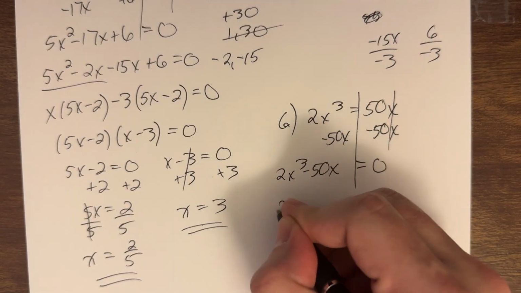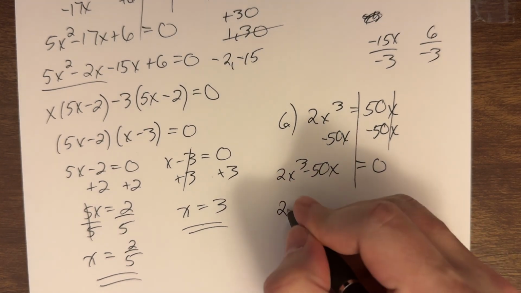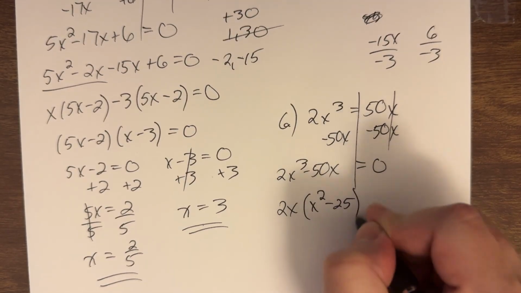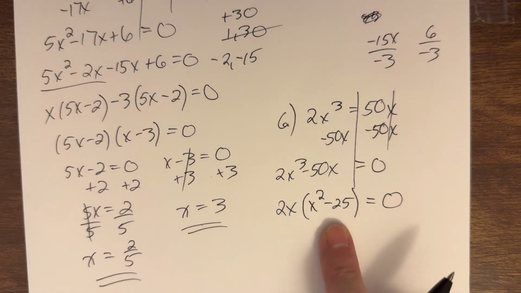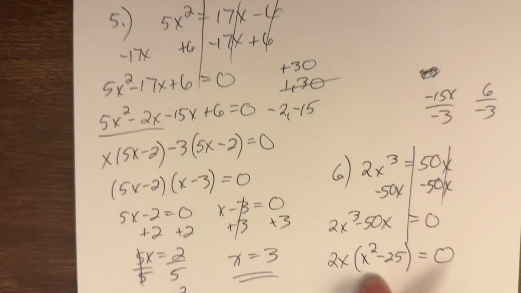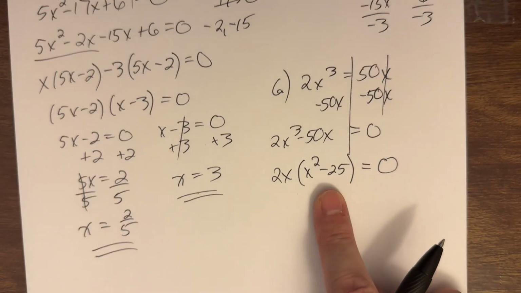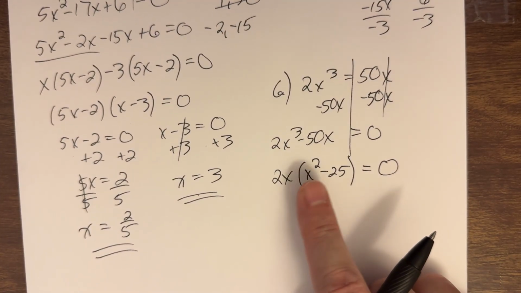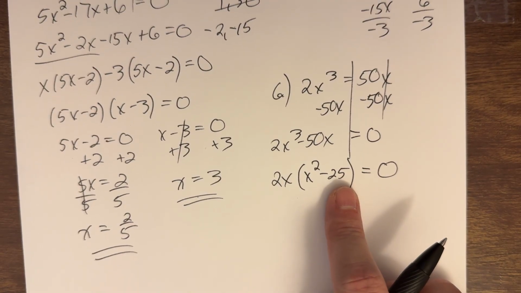2 and 50 share a common 2. X cubed and x share a common x. X squared minus 25 left behind. Can still keep going. Back here, linear factors are done, but something like this, an x squared, still has possibilities. An x squared minus 25, this is another difference of squares.